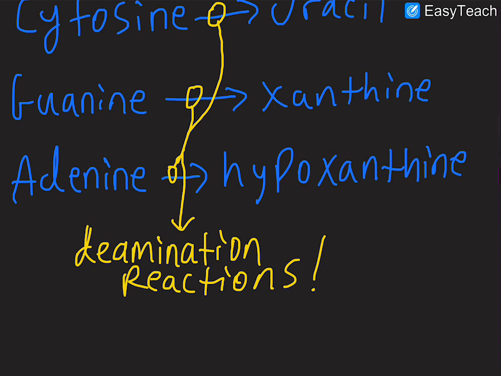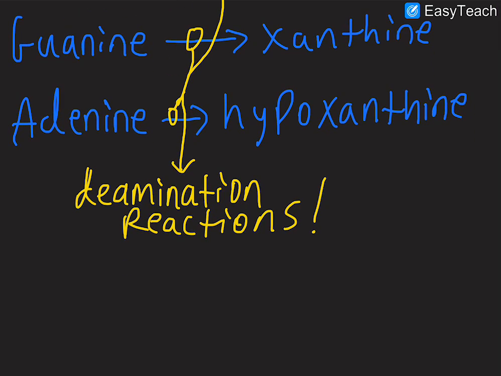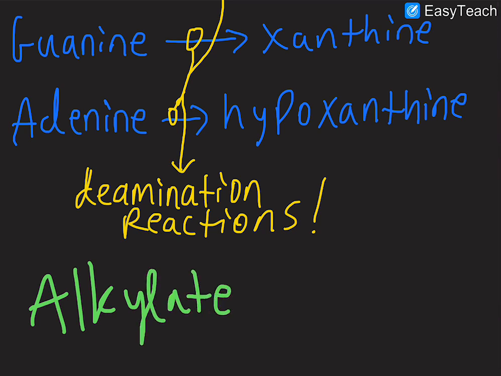Alkylation is another thing where you can stimulate base excision repair, if you see alkylation of the bases of your DNA. So the main things to know are that deamination and alkylation of your DNA can lead to base excision repair. Okay, so that's basically it for base excision repair.